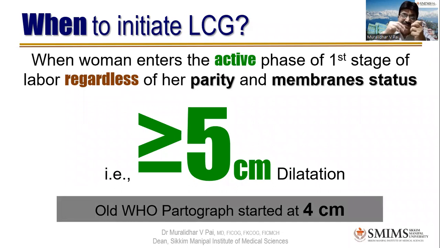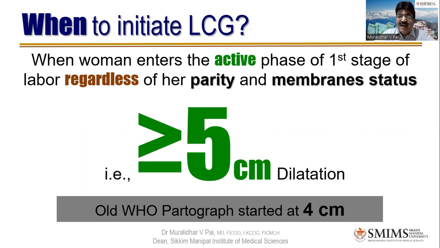So you have to now change your mindset, change your tongue. There can't be slip of tongue, as I just now had. It is 5 centimeters, almost halfway through the so-called 10 centimeter dilatation that we always say in a first stage of labor. So the active phase is actually not from 4 centimeters, it is from 5 centimeters.